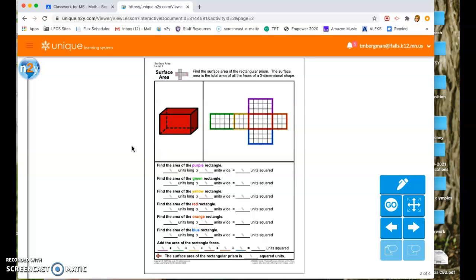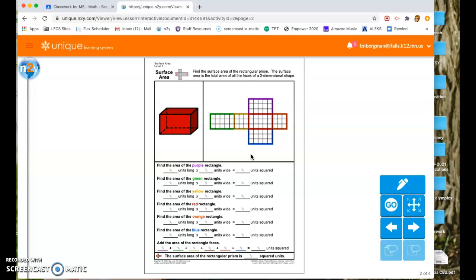Your assignment might also look like this. This is a rectangular prism, okay? So it's not a cube this time. You need to do it a little bit differently. They color-coded this so that you can find the area of each one of these spots individually. So first you're going to find the length and width of the purple, and then the green, and then the yellow, and then red, orange, and blue.